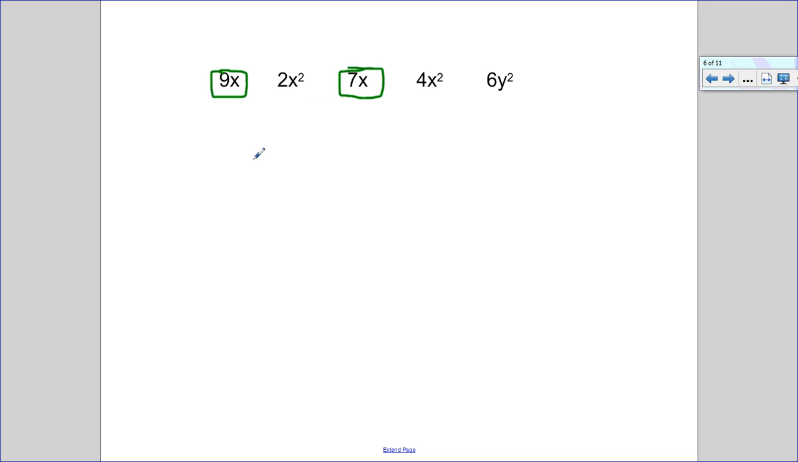And 2x to the second power and 4x to the second power, they both have the same variables, and they both have the same exponents, so they must be like terms. So I'm going to put a triangle to signify these two are alike.